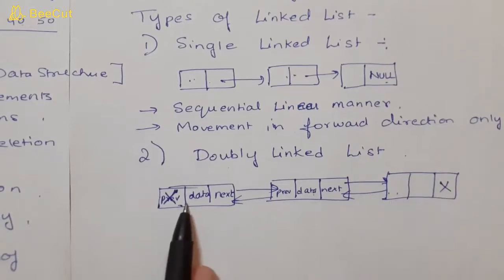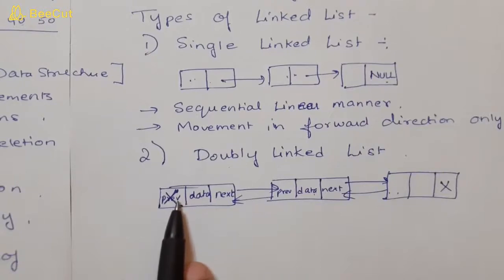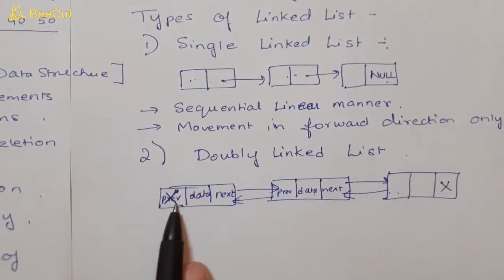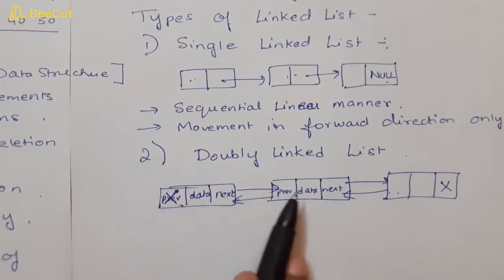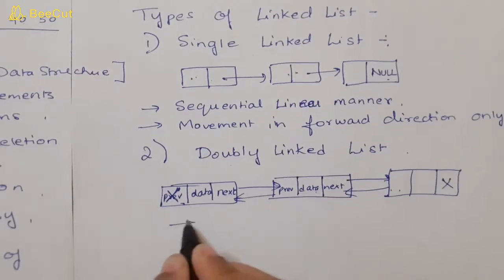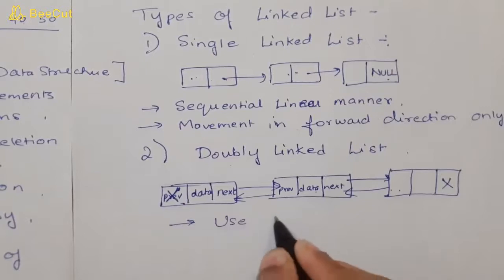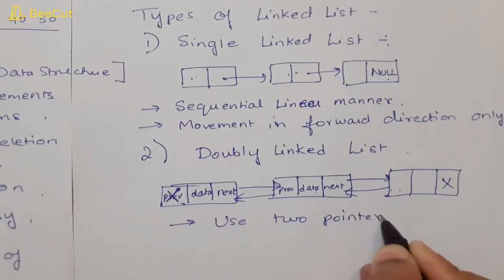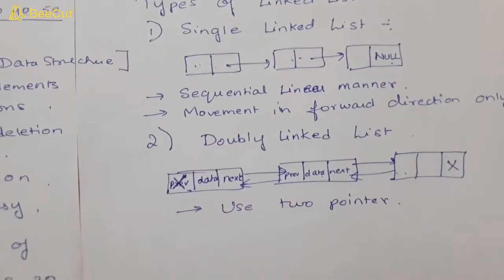Similarly for the first node also, because this is the first node, there is no previous node for this. That's why we have stored null in the previous pointer. And in the next field it will store the address of this particular node. So in a doubly linked list, we use 2 pointers: one for the previous node and the second one for the next node.